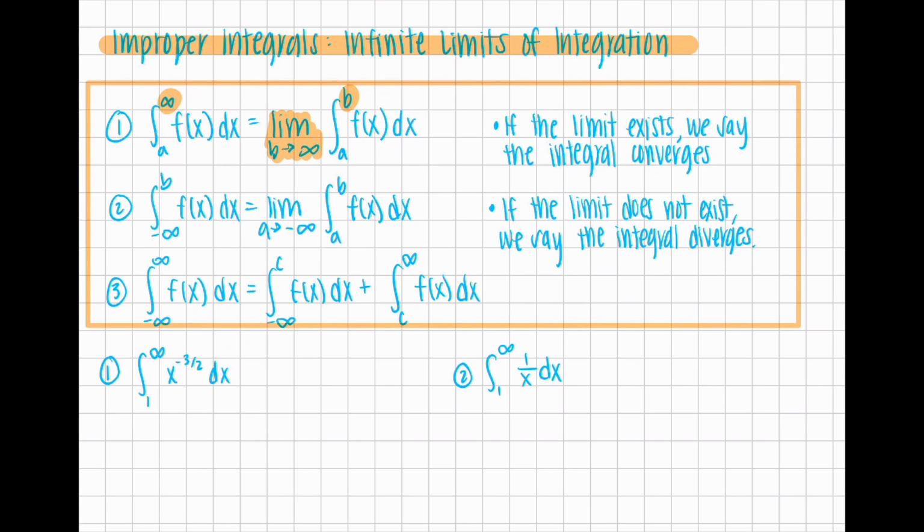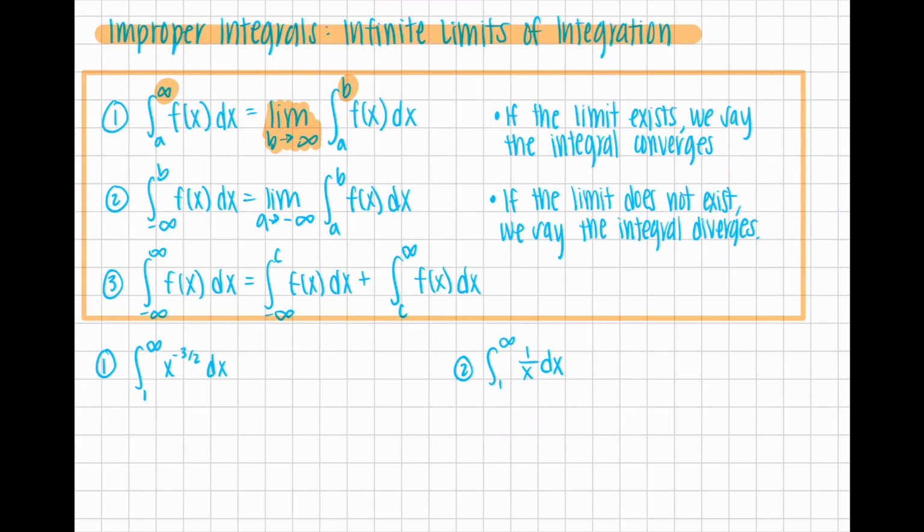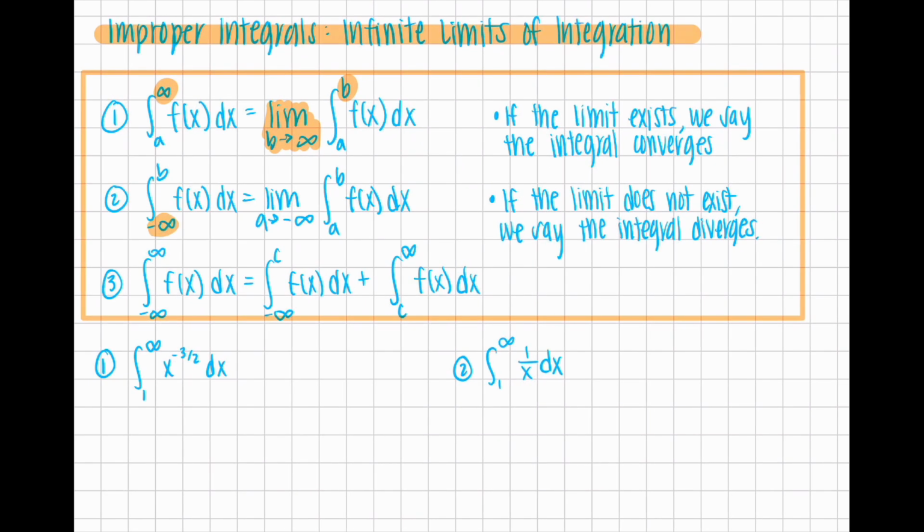Your second case is you are taking the integral from negative infinity to some number B. First step is you're going to use a limit. Again, choose some letter. So we're saying A. Limit as A goes to negative infinity. And now we're taking the definite integral from A to B of f of x dx.